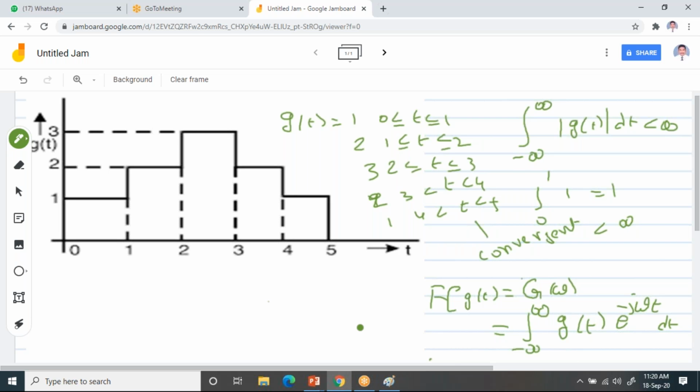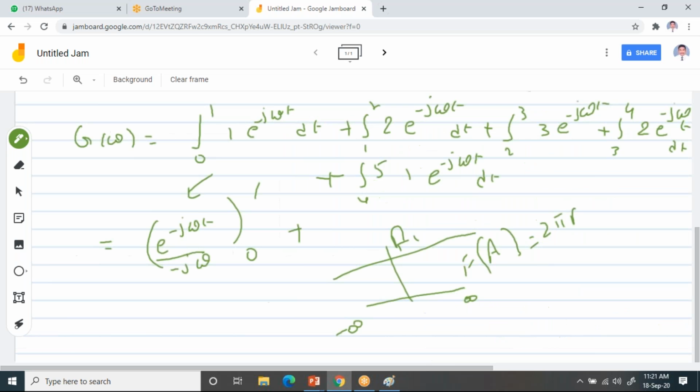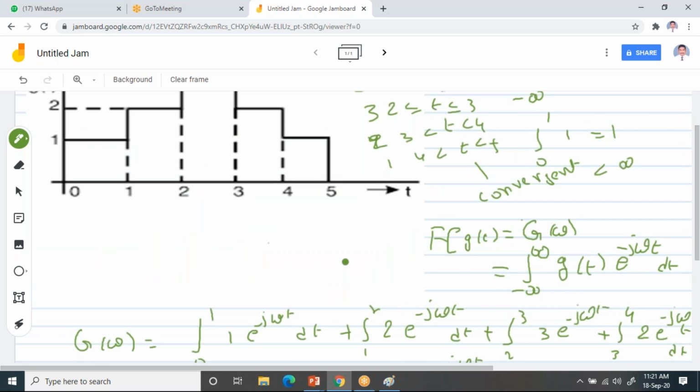Please try to understand. Even if you observe this, this is non-convergent, whereas this one is convergent. So the given problem is absolutely integrable. Absolutely integrable. You can say that a Fourier transform will exist. When the Fourier transform exists, you can solve it directly and simplify it.